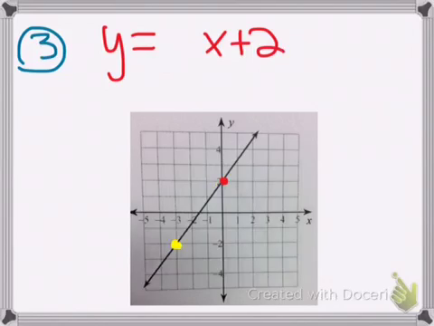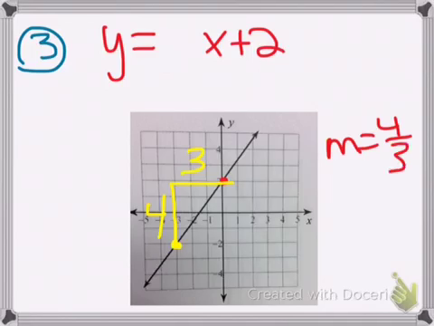So let's count. 1, 2, 3, 4. 1, 2, 3. We went 4 in the positive direction and 3 in the positive direction. So our slope is 4 over 3. So I'll put that in where m goes. Y equals 4 over 3x plus 2. Great job. Last one.